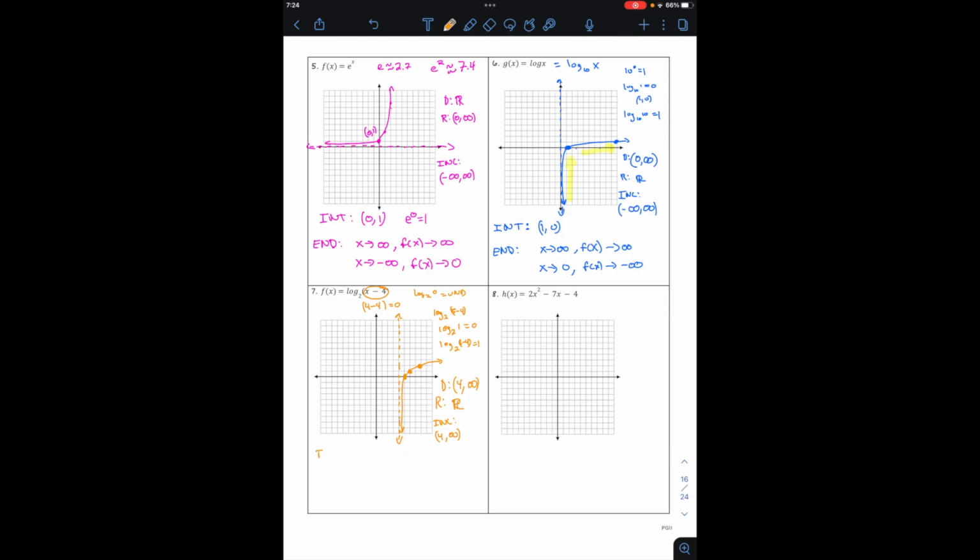My intercept, I have no y-intercept, I don't cross that axis, but I do cross the x-axis at the coordinate 5, 0. And then on the end behavior, as x goes to infinity, f of x is off to infinity, and then on the other side, as x approaches positive 4, f of x is headed to negative infinity. And there are no real max or minimum values here because we're either going to positive or negative infinity in either direction.